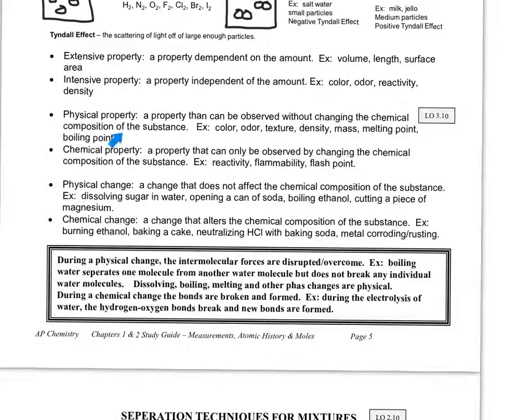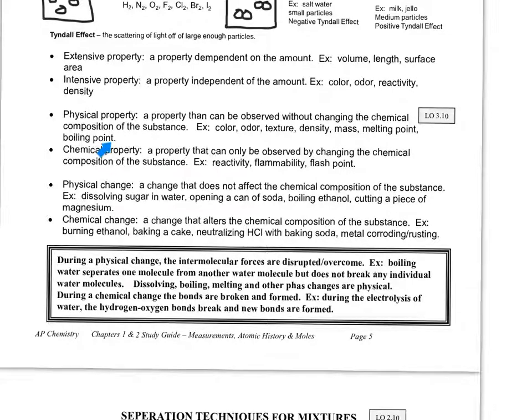Then we have physical and chemical properties. Physical properties are properties that you can observe without changing the chemical composition. For example, I can notice that the color of a pen is red. I did not change what the pen is made of. I could observe an odor or a texture, or I can observe the density or the mass or the melting point or the boiling point. I can observe all these without changing what the substance is.